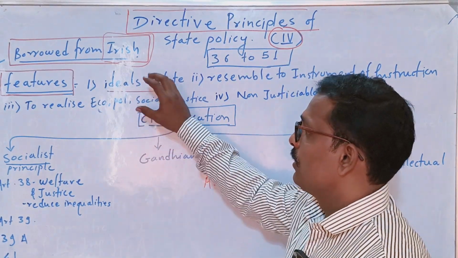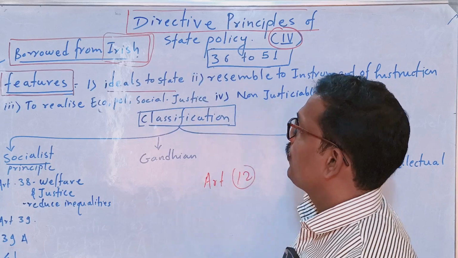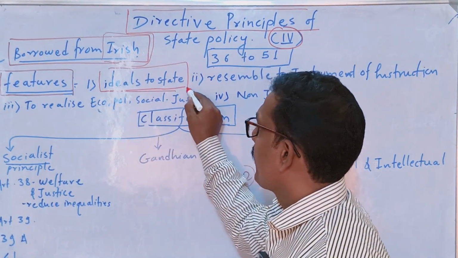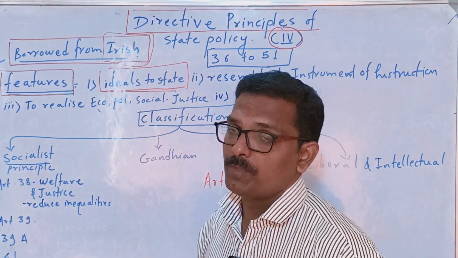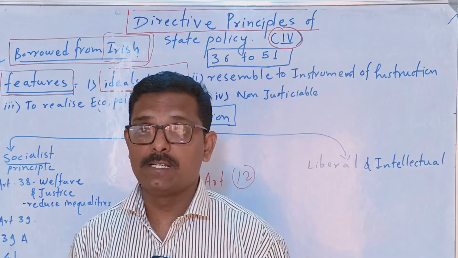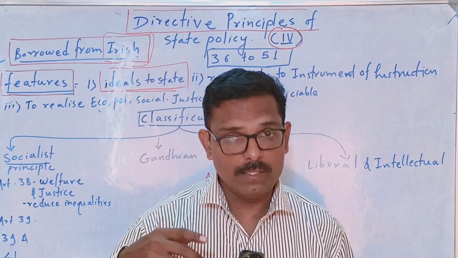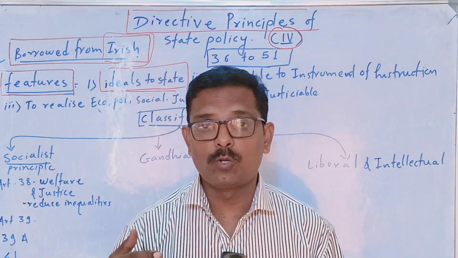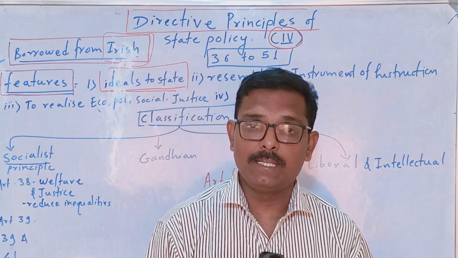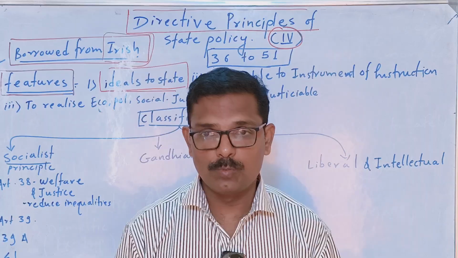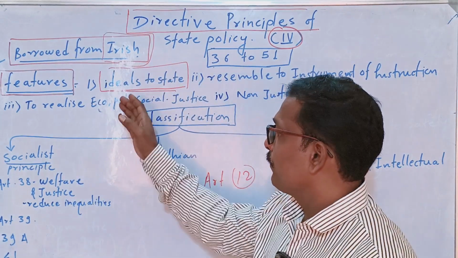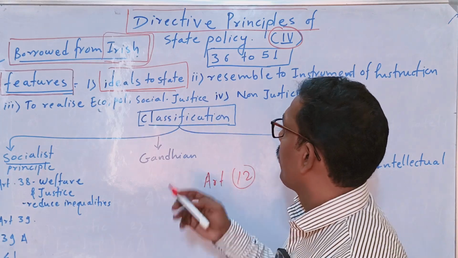So if you see the features of the DPSP, the first principal feature is the ideals of the state. These are the ideals, the principles on which the government has to work. The government has the role to decrease social disparity, inequality of income, and many other things. So this is all about the ideals of the state.